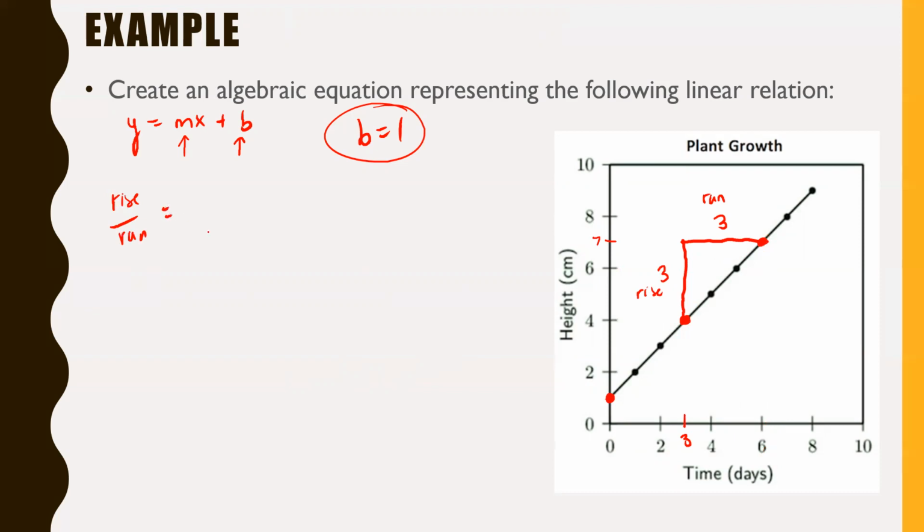You probably already have this. Rise divided by run is 3 divided by 3. Well, that's kind of a coincidence. 3 divided by 3 is also 1. So 1 is my m value. It's pretty rare that both those numbers are the same, but it is what it is.